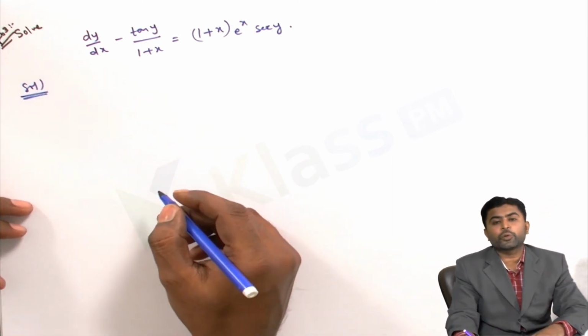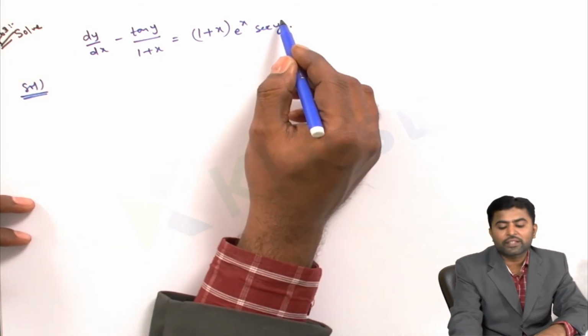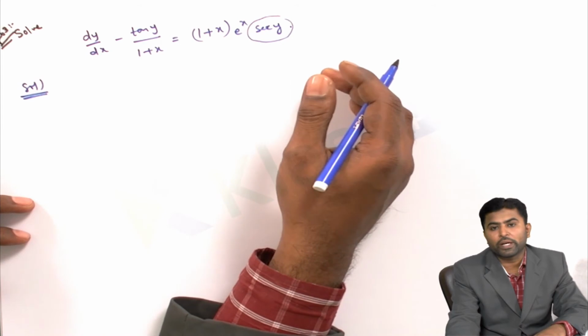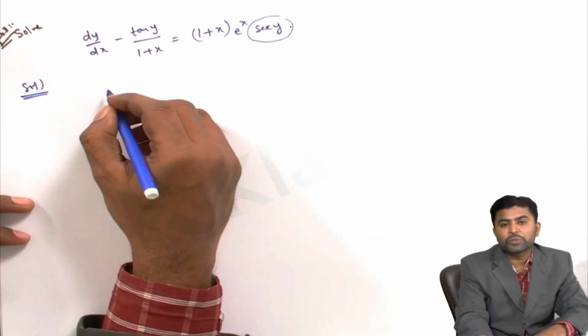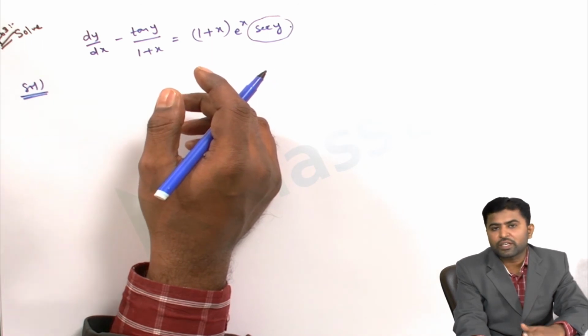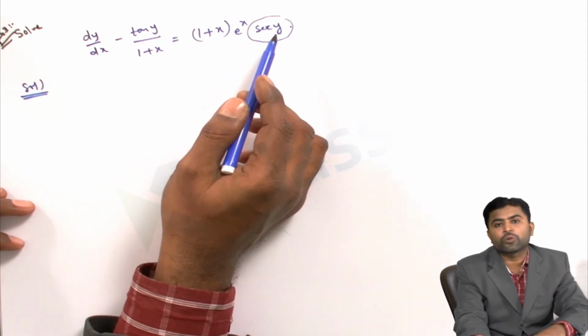If you observe, this looks like a linear differential equation, but here we have the extra term as secant y. So we have to divide throughout by secant y to reduce it to a linear differential. This is not a linear differential equation. To make it a linear differential equation, I have to divide with the extra term secant y.